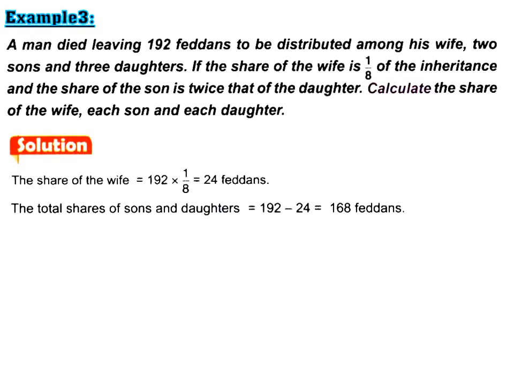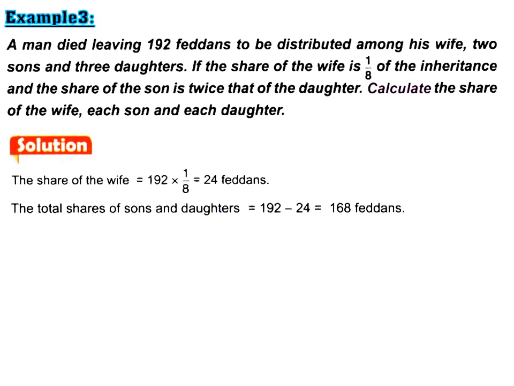The share of the son is twice the share of the daughter. This means that if the share of the daughter takes one part, the share of the son will take two parts. So the share of the daughter will be one and the share of the son equals two, because the share of the son equals twice the daughter, and two equals twice one.